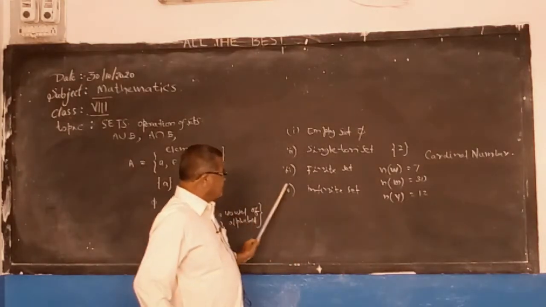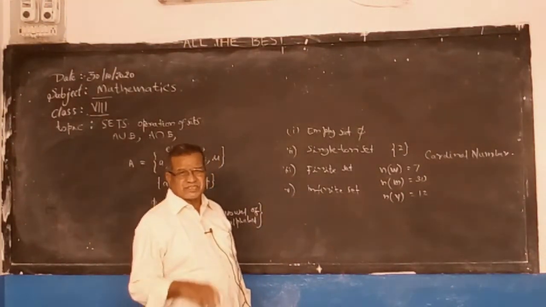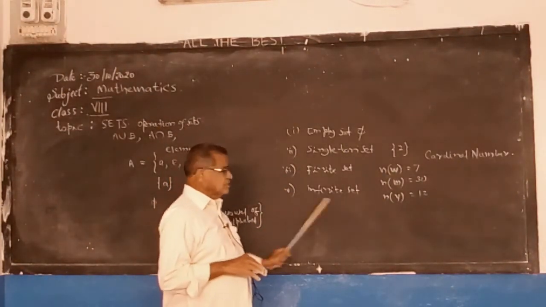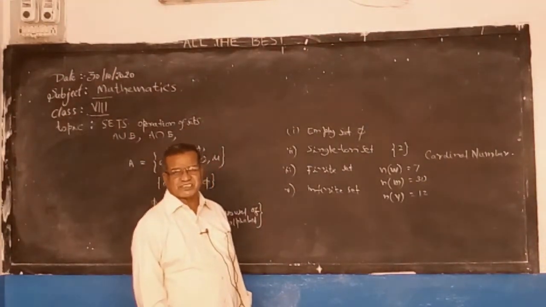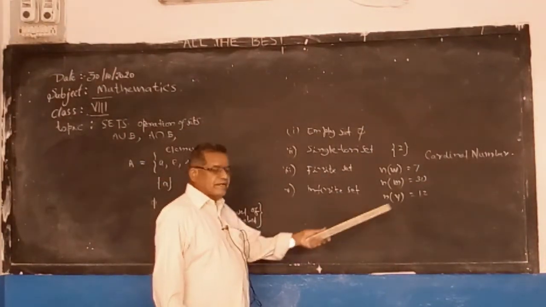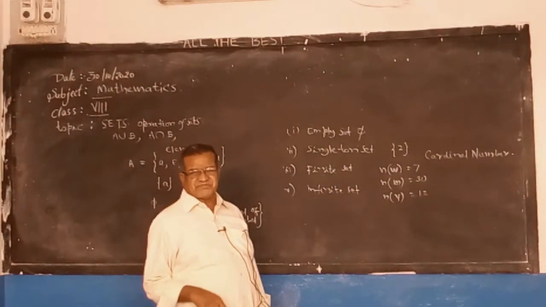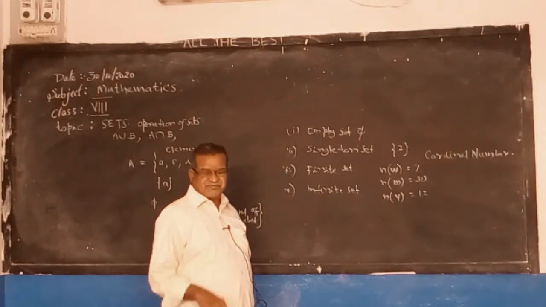Whereas in an infinite set we don't have a cardinal number. We can start the counting, but it never ends. There is no end there. So such sets are called infinite sets.